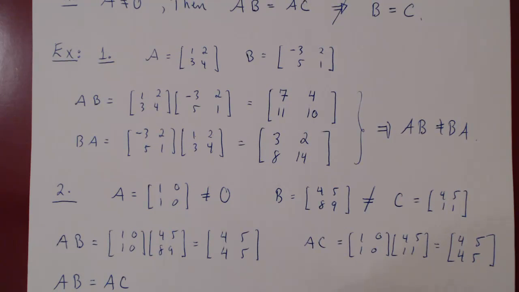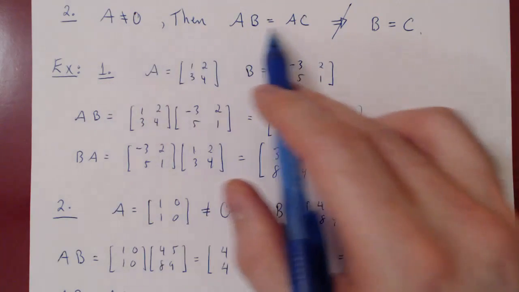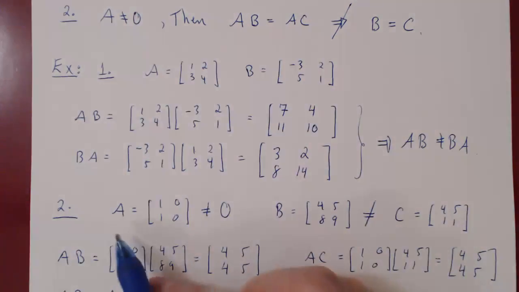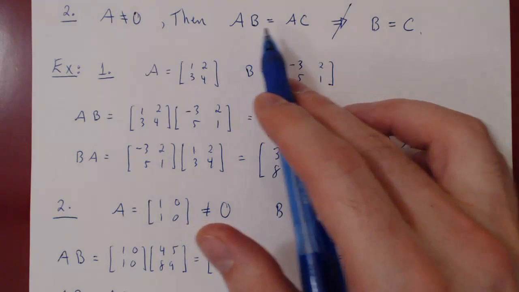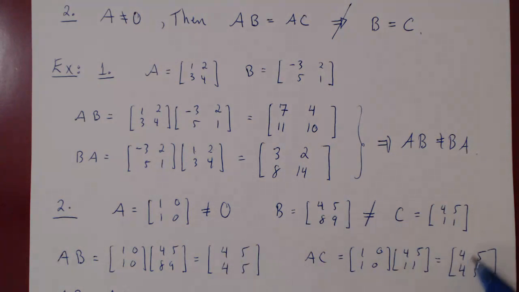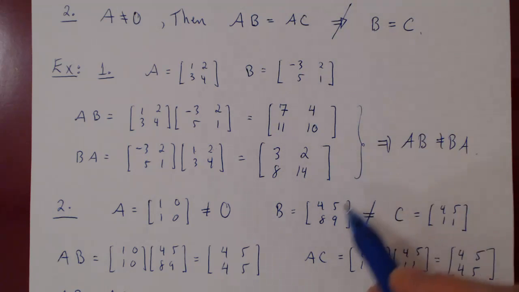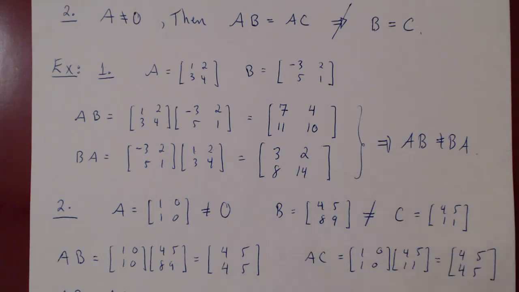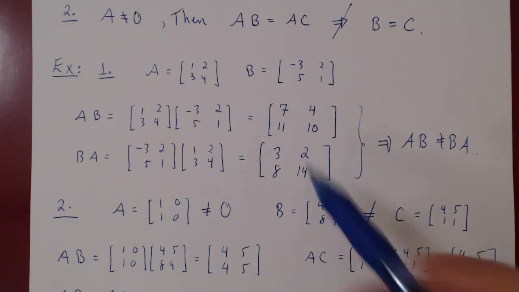But look at this. The two conditions are satisfied. A is not the zero matrix. Check. The matrix AB and the matrix AC are equal. Check. Can we conclude that B equals C? Clearly we can't, because we can see that B is not equal to C. And this disproves that the simple cancellation law that holds for real numbers does not always hold for matrices.